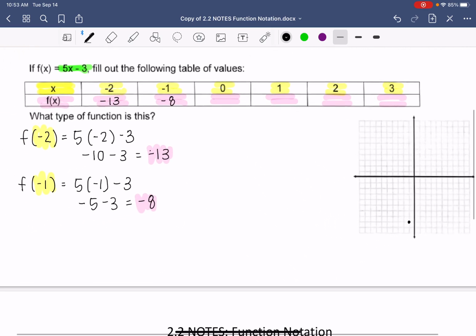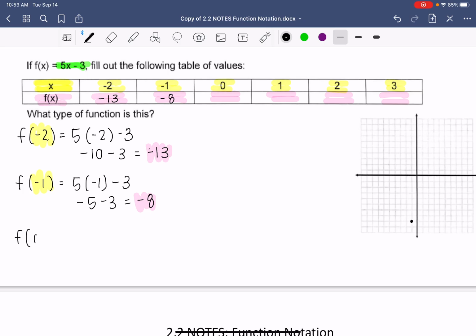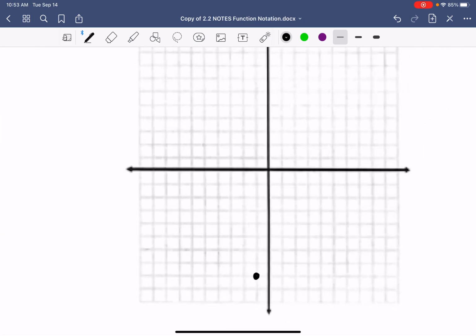All right, and then I'm going to do 0. So f of 0 equals 5 times 0 minus 3. I plugged in what it told me to plug in. My input was 0. So I plugged in 0 where there was an x. So 5 times 0 is 0. 0 minus 3 will get us a negative 3. That means my output is negative 3, and I got that output of negative 3 when I plugged in 0. So over here, we go 0 and then negative 3.